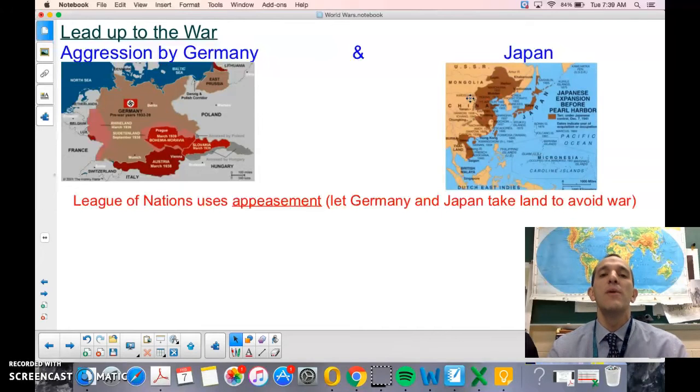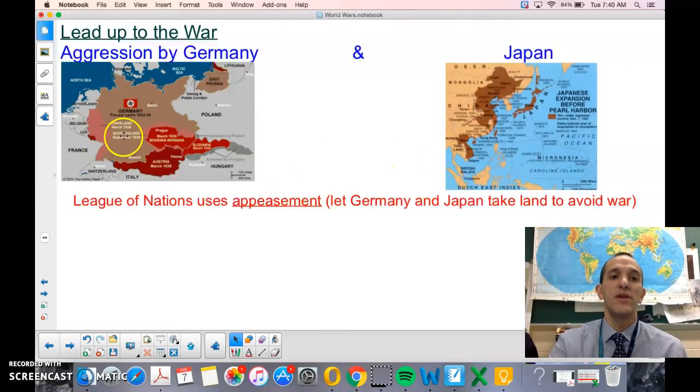That's appeasement. And what the League of Nations is going to do here is appease Germany and Japan and let them take over these countries in the hope that it will avoid war and we won't have to go into World War II. So the thought is always, if we let them take this over, they won't take anything else over. It's like, I'll clean up my room because I don't want to have to hear my parents yap in my ear anymore about it.